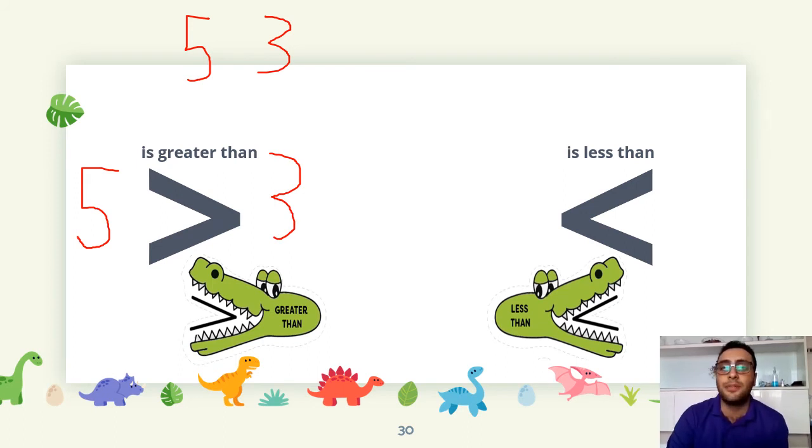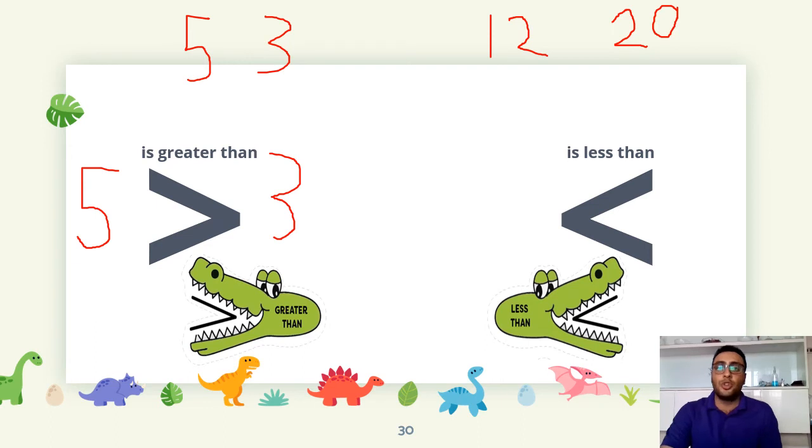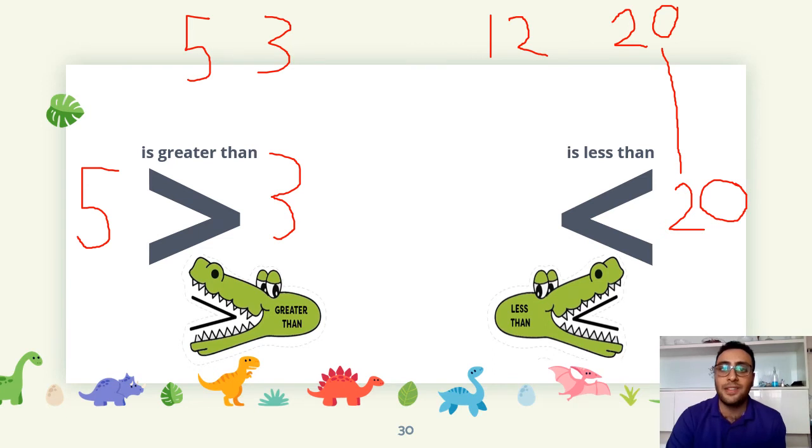Now let's say we have the number 12 and the number 20. Which one is bigger? 20 is bigger, right? So we have to put it on the side where it's going to get eaten. Nom, nom, nom. So which side? Is it the right side or the left side? 20 goes here, right? Because it's going to get eaten by the crocodile. Oh no. And we put this here. I hope you understand, okay? So let's go to the next part.